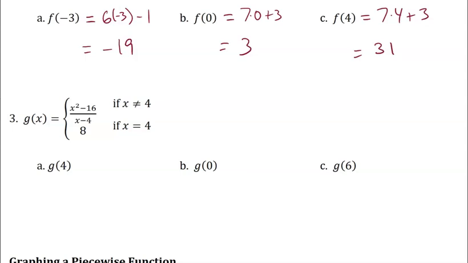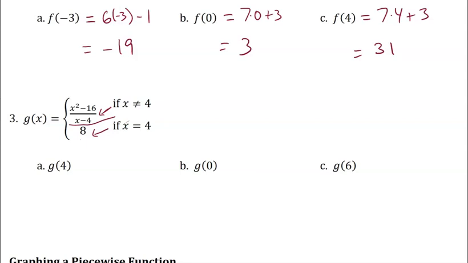So for any input other than 4, sorry, the spacing is a little wonky here. Okay, for any input other than 4, I plug into this value right here. Now if I were to try to plug 4 into this, I see that I would have division by 0, which I can't do, so that would not exist. But if x is equal to 4, that sends me down to this part of the domain.